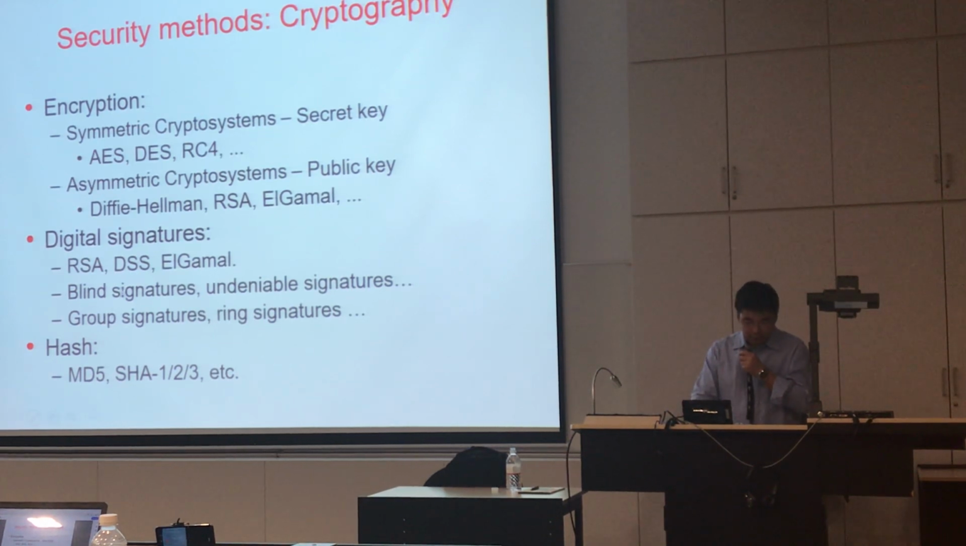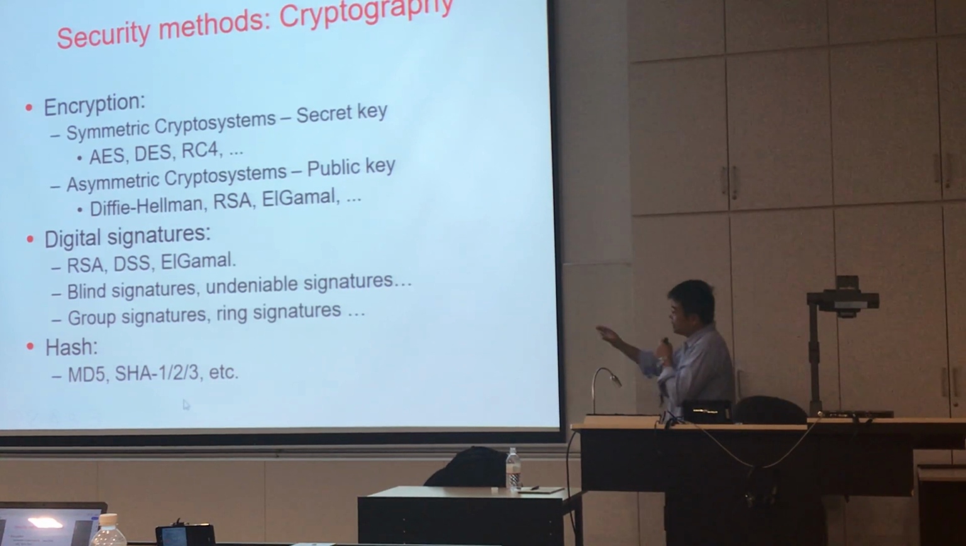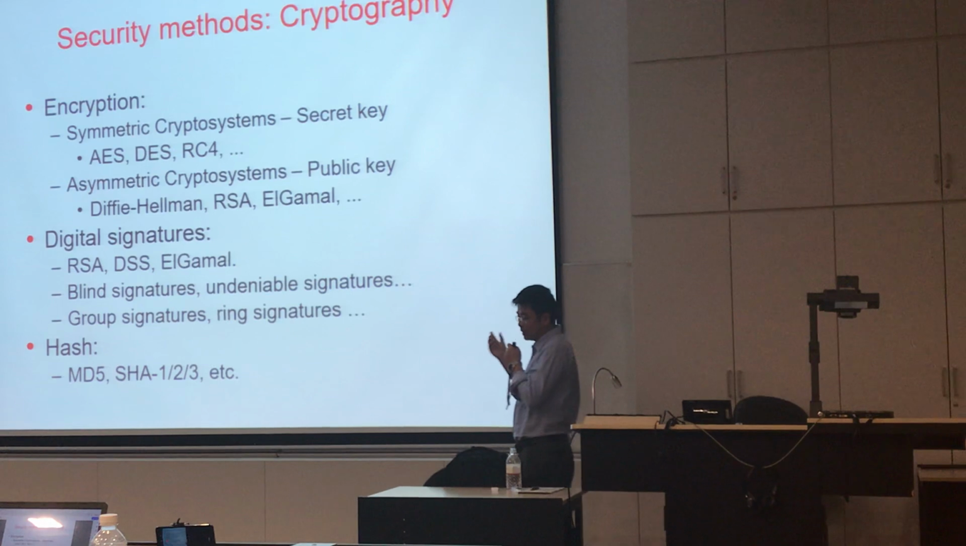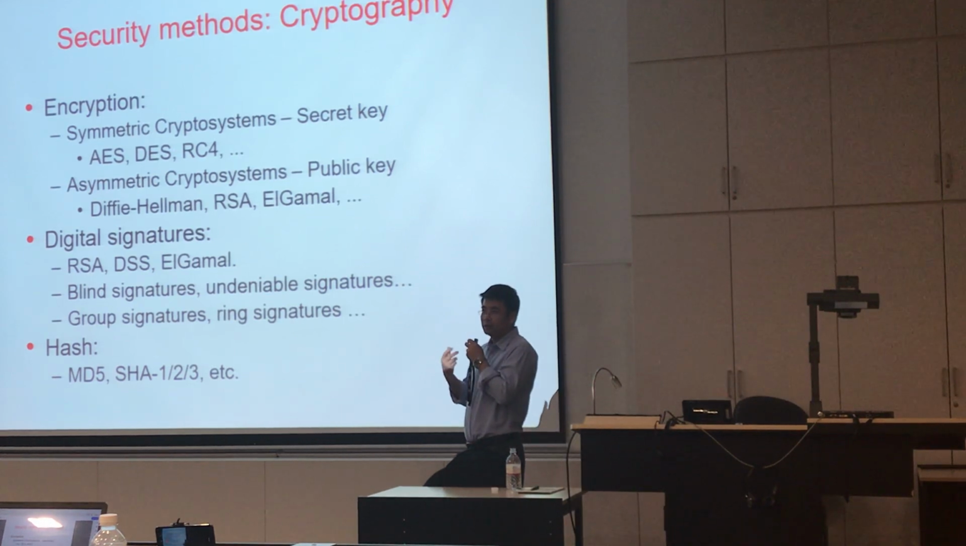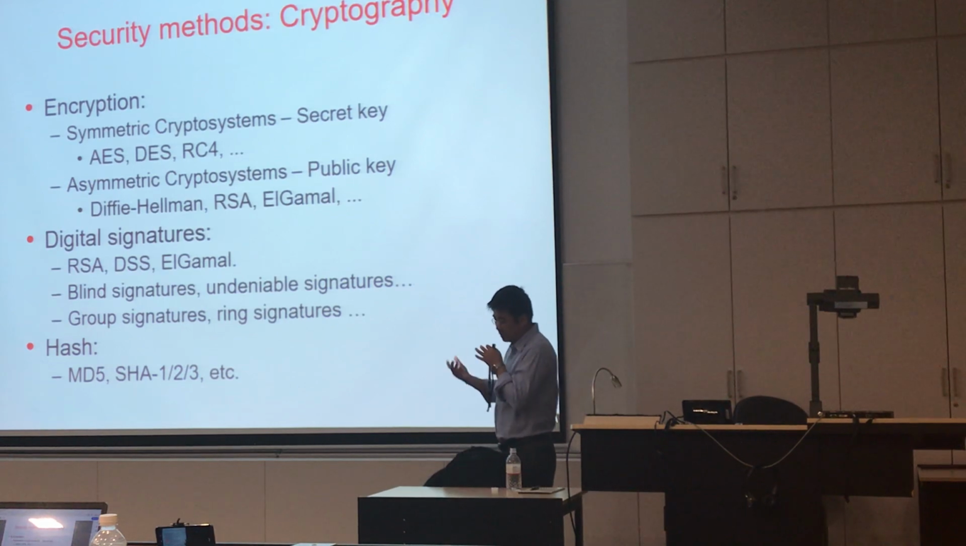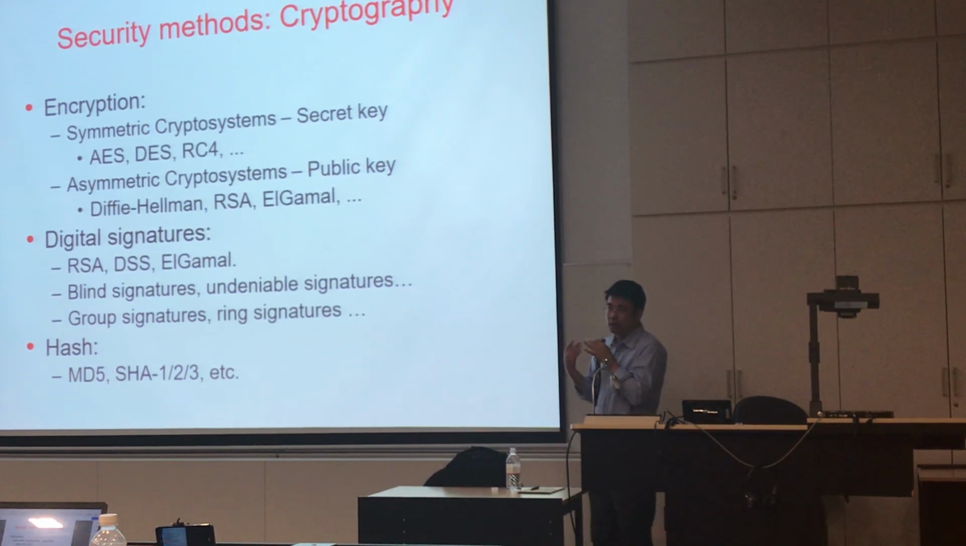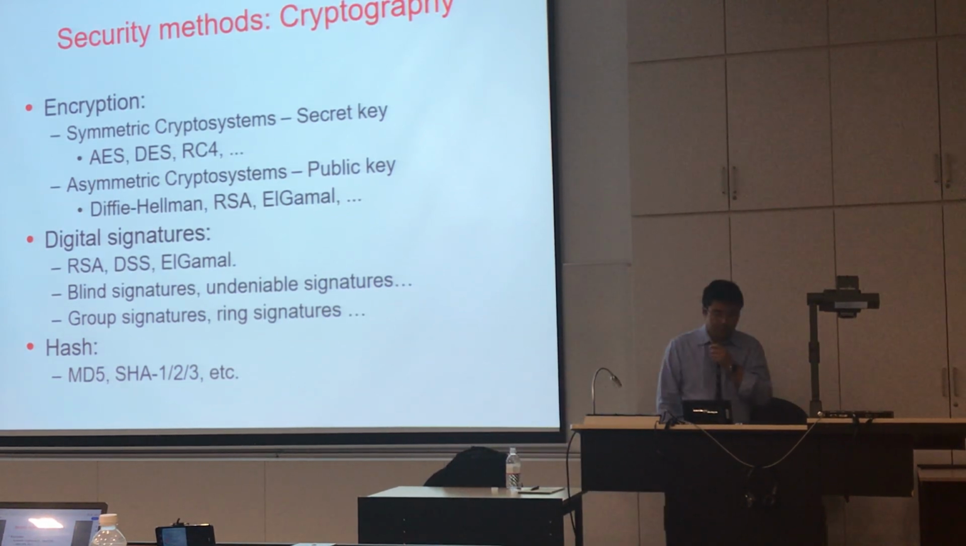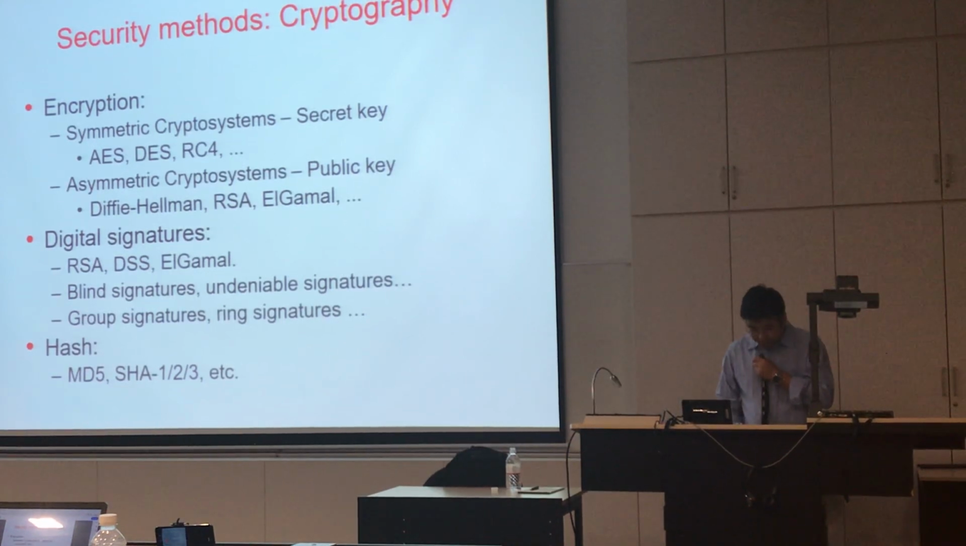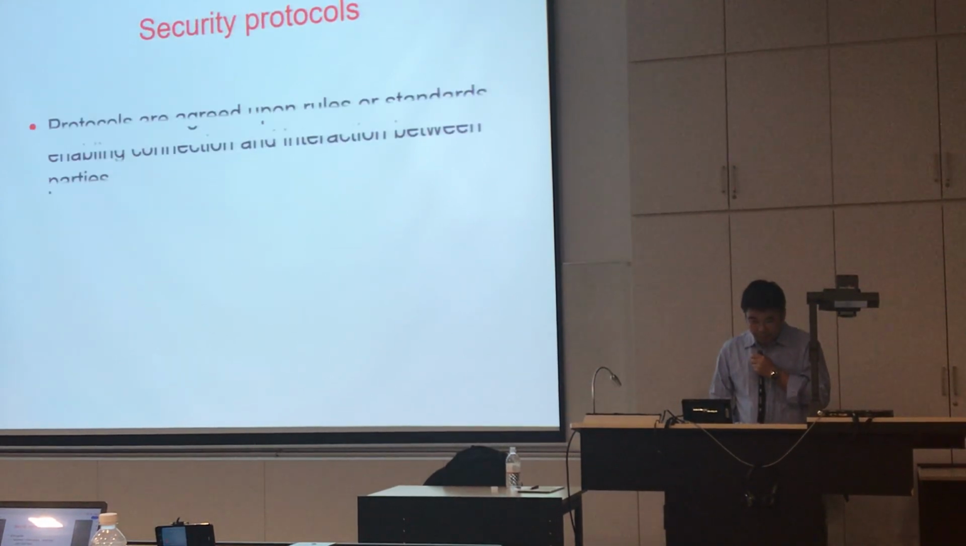And the hash functions, like MD5, SHA-1, SHA-2, SHA-3. These hash functions can be used to construct the so-called message authentication code. So that's a tool for integrity. You can use a message authentication code to achieve integrity and authenticity. Okay, so basically these are the security methods.